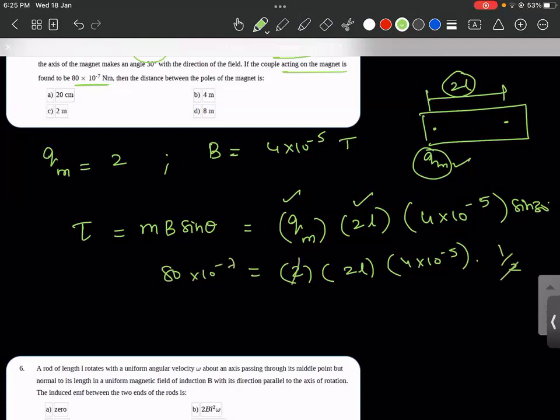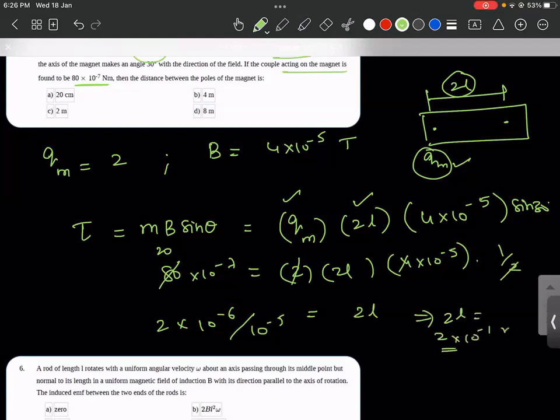So 2 and 2 will get cancelled. 4 and this 20 will get cancelled. So 10 power minus, oh, they asked the distance between the poles. So 2L, I will not cancel it. So 2 into 10 power minus 6 divided by 10 power minus 5 is equal to 2L, which implies 2L is equal to 2 into 10 power minus 1 meter, or 0.2 meter. So 0.2 meter, can I write it as 20 centimeter?